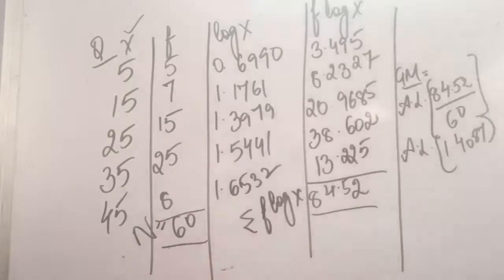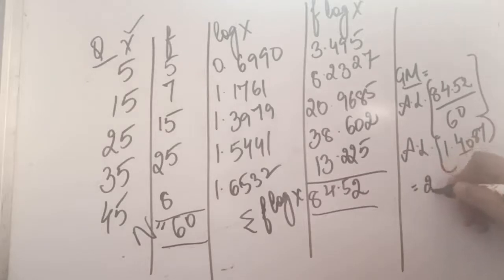1.4087. So looking at the antilog, 0.40 under 8, then under 7 it is 2563. Before the point, one digit has been written, 1 plus 1 is 2, so 2 digits. So here the point will be kept. So this was the case of the discrete series.